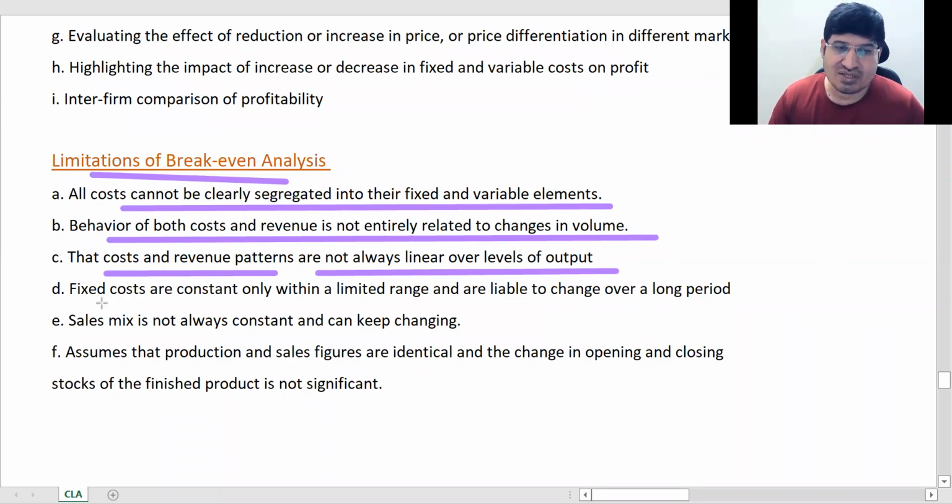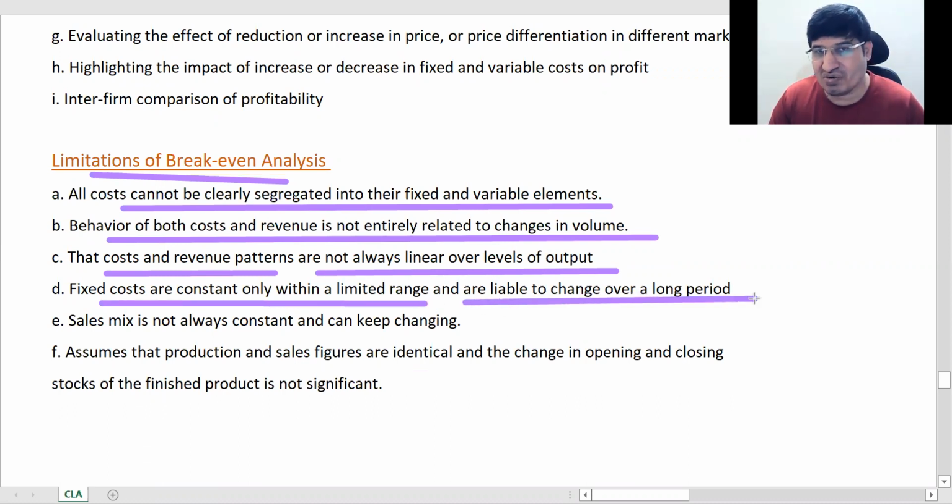The fixed costs are constant only within a limited range. ठीक है. उसके बाद they are liable to change over a long period. Now आपका एक गोडाउन का कैपेसिटी है, गोडाउन ठीक है 1000 यूनिट्स है, that's your fixed cost. लेकिन जब your production is going beyond 1000, you will have to hire another godown. So fixed cost आपको बदल गया वहाँ पे, right? So that is the point they are making here.